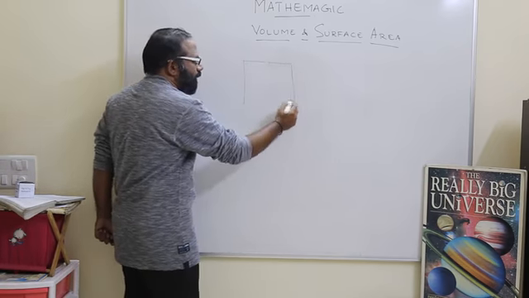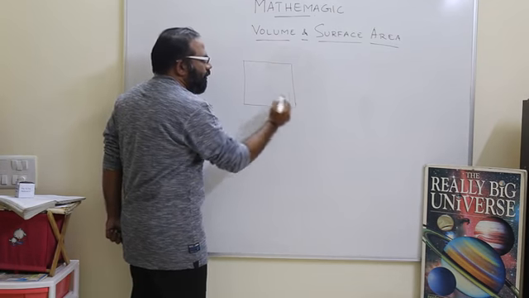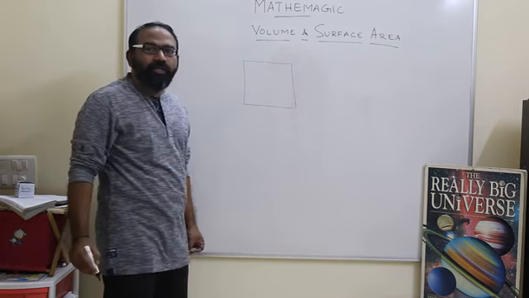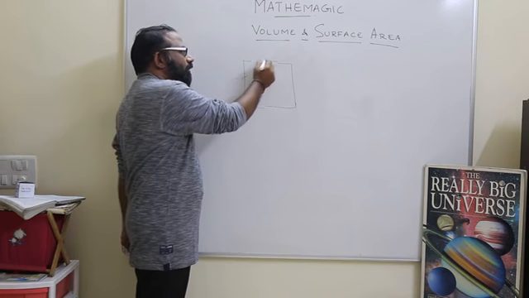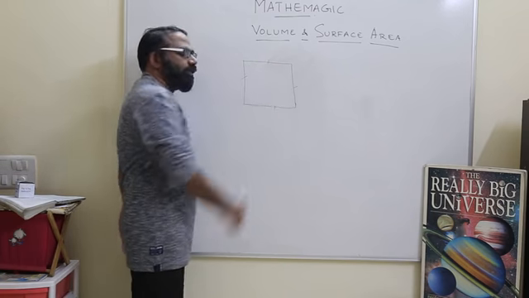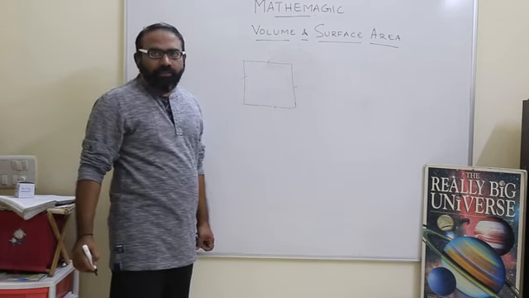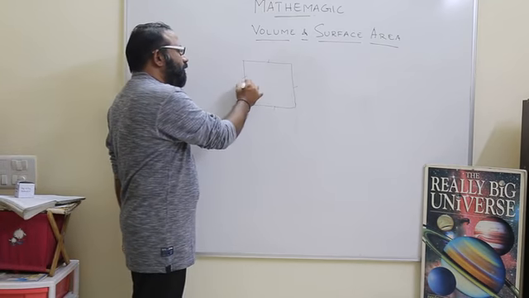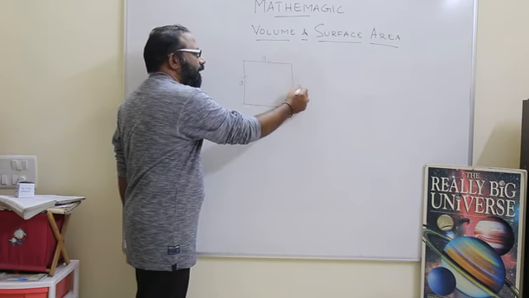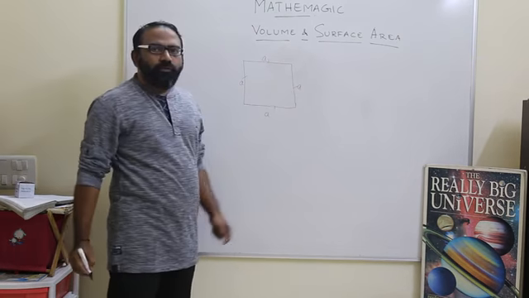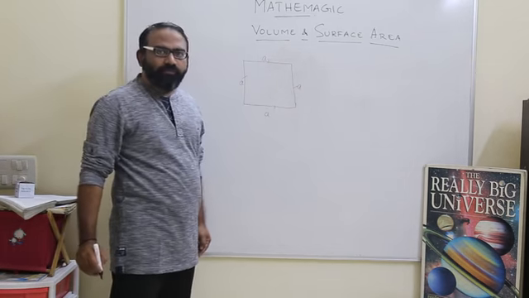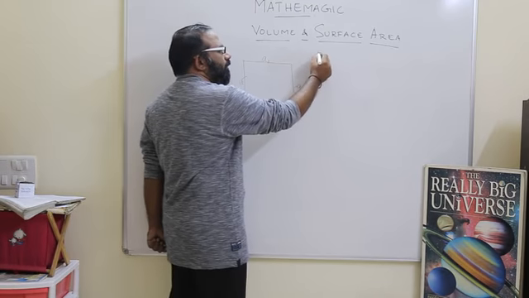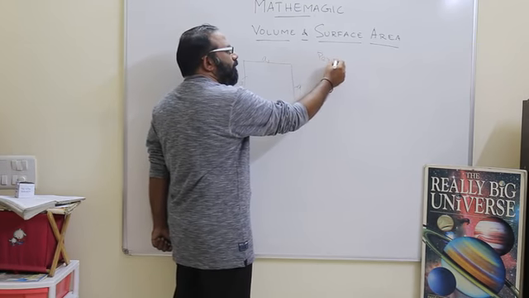This is a two-dimensional shape. This is called a square. A square is something in which all the sides are equal in length. So this is a square, and in a square, suppose this is of side A, there are two things that we need to know in this. One is perimeter. What is the perimeter?